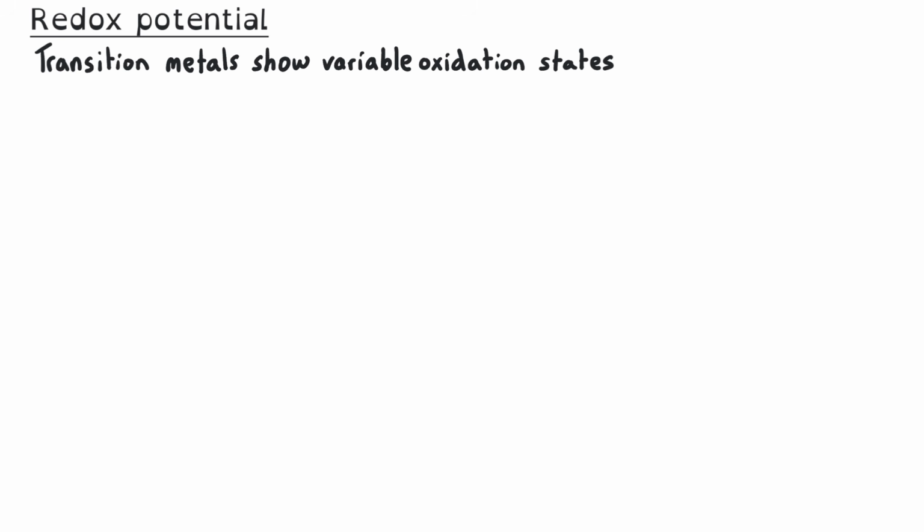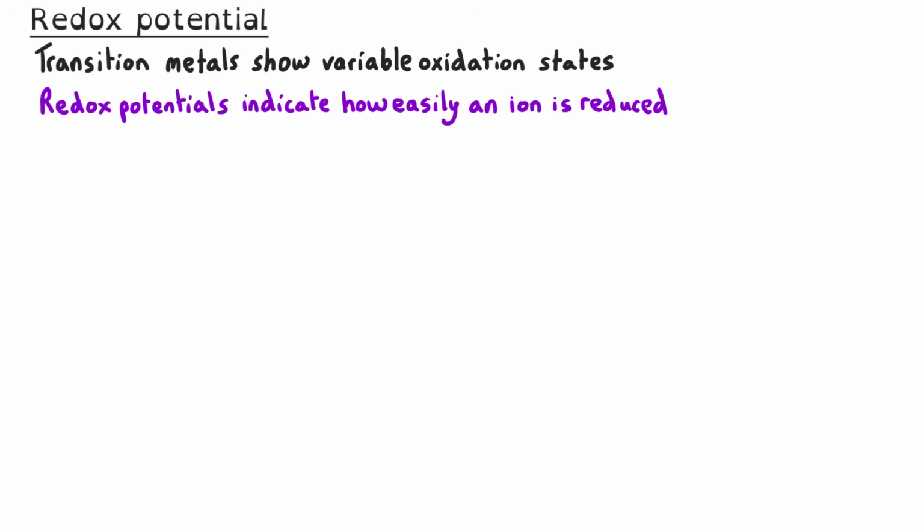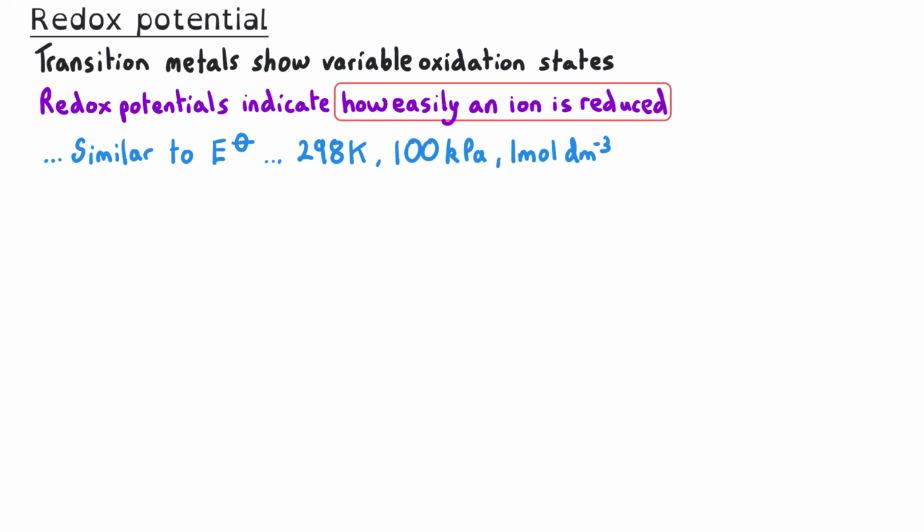Transition metals show variable oxidation states, and in chemical reactions they can move between these oxidation states by gaining or losing electrons. Redox potentials indicate how easily an ion is reduced, and they follow the same principles as standard electrode potentials, namely 298 Kelvin temperature, 100 kilopascals pressure for gases, and 1 mole per decimeter cubed concentration for solutions.